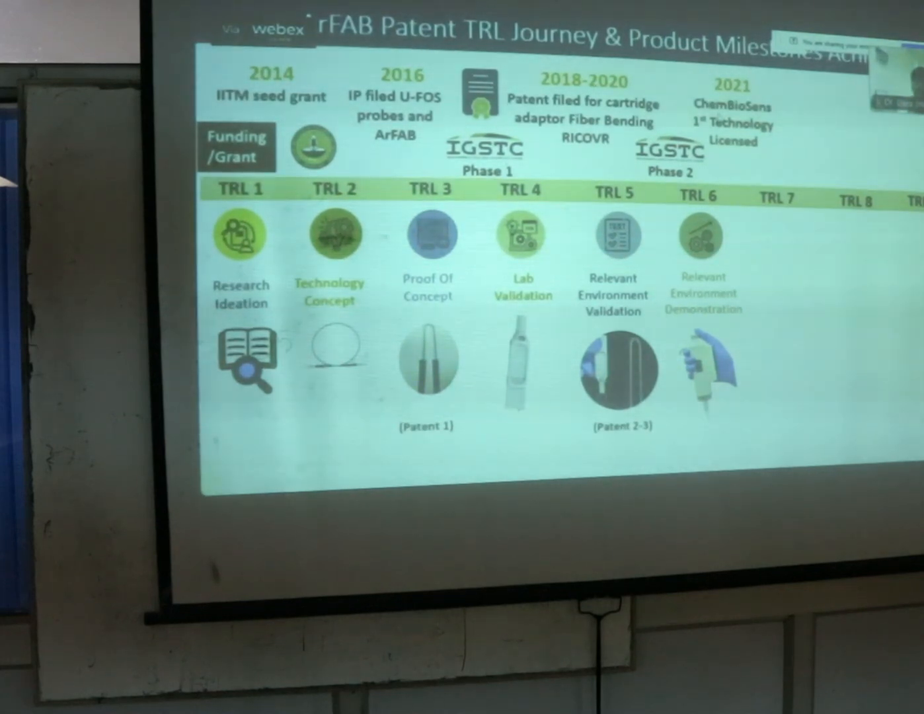So Chem Biosciences has put in a lot of effort to take this technology from TRL 5 to TRL 9. Now this is where you have to understand that the academic barrier ends at a level of 3 to 4 or maximum 4 to 5. Any academic institute cannot make a product, because that is not the motive of the academic institute.